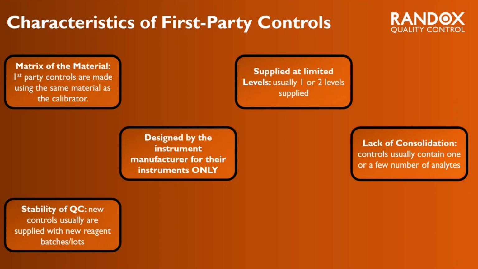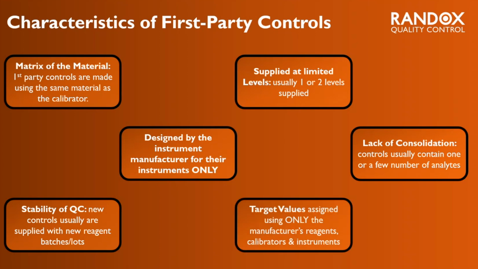Regarding stability, first-party controls are not made to be stable for that long. Why? Because the instrument manufacturer wants you to use a new lot of controls whenever they supply a new reagent lot. So you'll see with your customers as well, first-party controls are changing lots too often, because whenever a new reagent lot is released by the instrument manufacturer, it will also come with a new lot of controls. Target values on first-party controls are assigned using only the manufacturer's reagents, calibrators and instruments. So they lack the exorbitant peer group that a third-party control can provide.